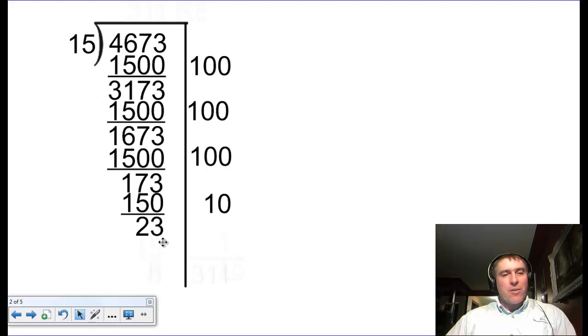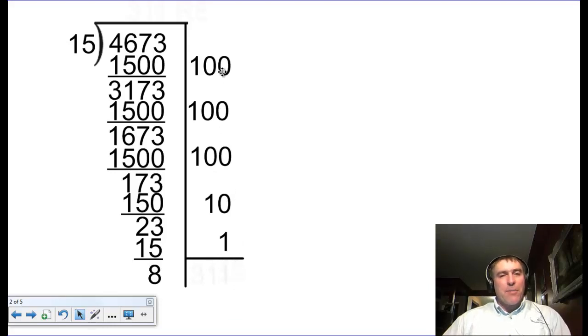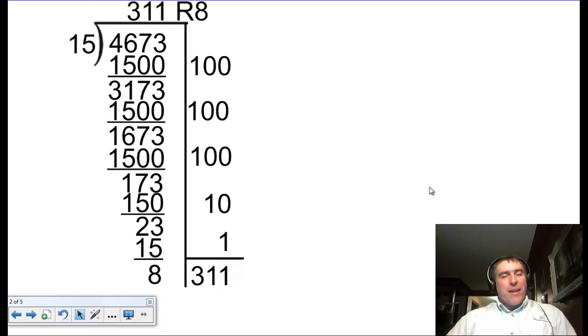Well, how many 15s go into 23? Just one. So you put the 1 down, you put the 15 down, and you subtract. And now all we have to do is add up our quotient on this side of the line. So the answer is 100, 200, 300, 310, 311. And the answer that you can put up top then is 311 remainder 8. And you can put that right up top. And the nice thing about this is that look what we're multiplying by. We're multiplying by hundreds, tens, and ones.